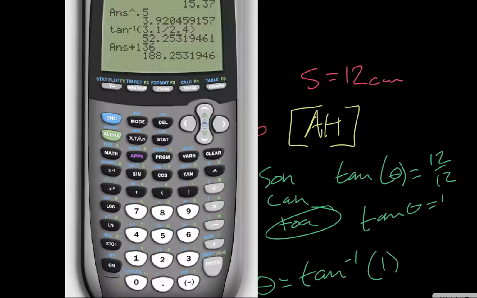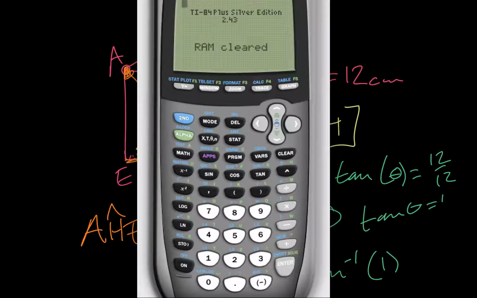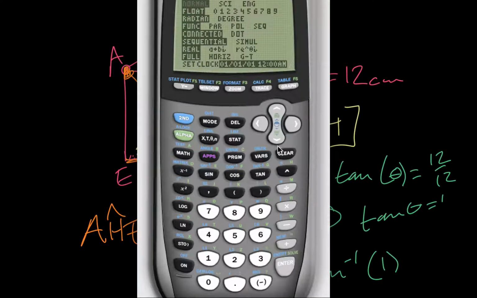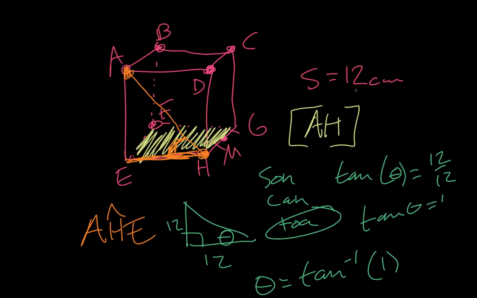Go to our calculator. We make sure you're in degrees. Mine's already in degrees. Actually, I need to reopen it. It froze. So we go mode, degrees, then we do the inverse tangent of 1, and we end up with 45 degrees. So that angle, the one for part A, so this angle is 45 degrees.